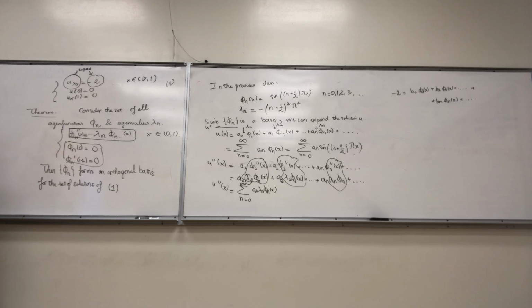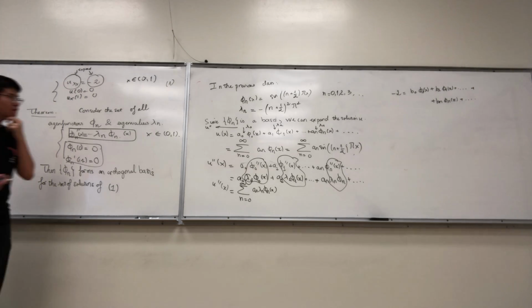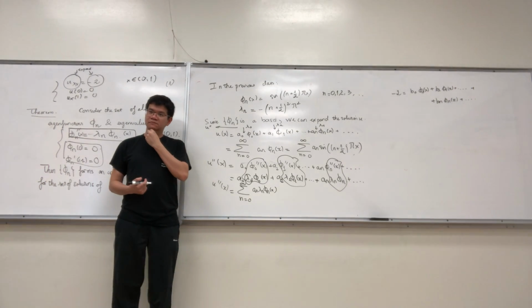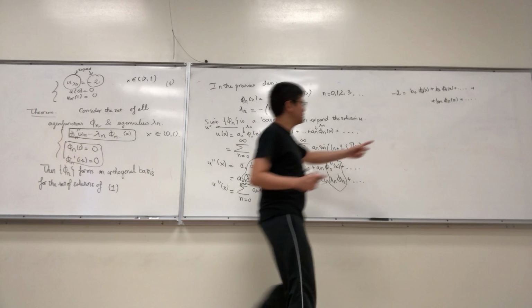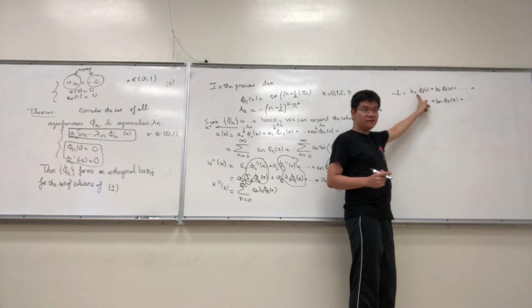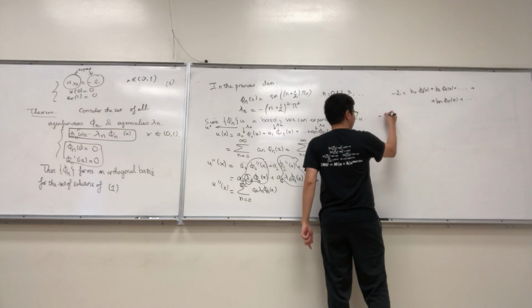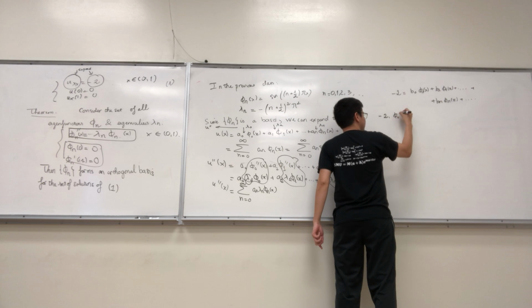You've got the integral of 2 times sine x n pi plus pi over 2 divided by the integral of sine x n pi plus pi over 2 squared. Now I want to compute b0, right? So what I do is that I multiply minus 2 with b0.